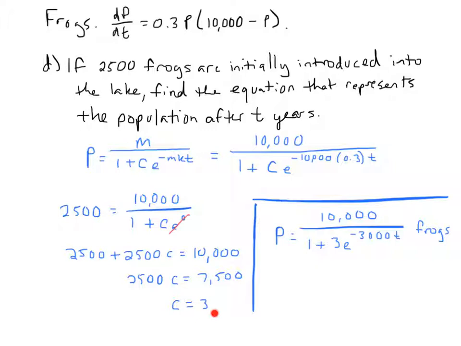So plugging c equals 3 in here for that c, then I get this particular solution for when we started with 2,500 frogs. So this is my population size at time t.